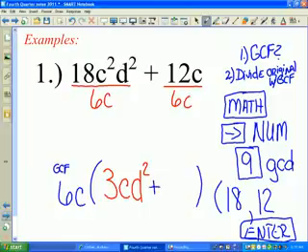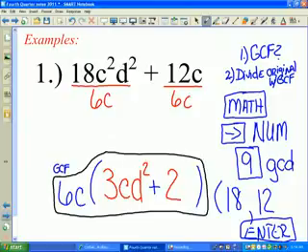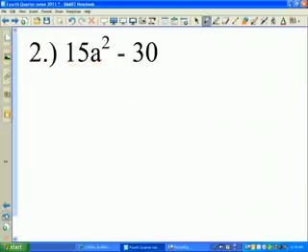There's a plus sign in between, correct? So we're going to bring that on down. And then we're going to do 12 divided by 6, which gives me 2. And then c divided by c is 1. So right here is going to be the factor of my original expression. Okay? So let's try the next one.